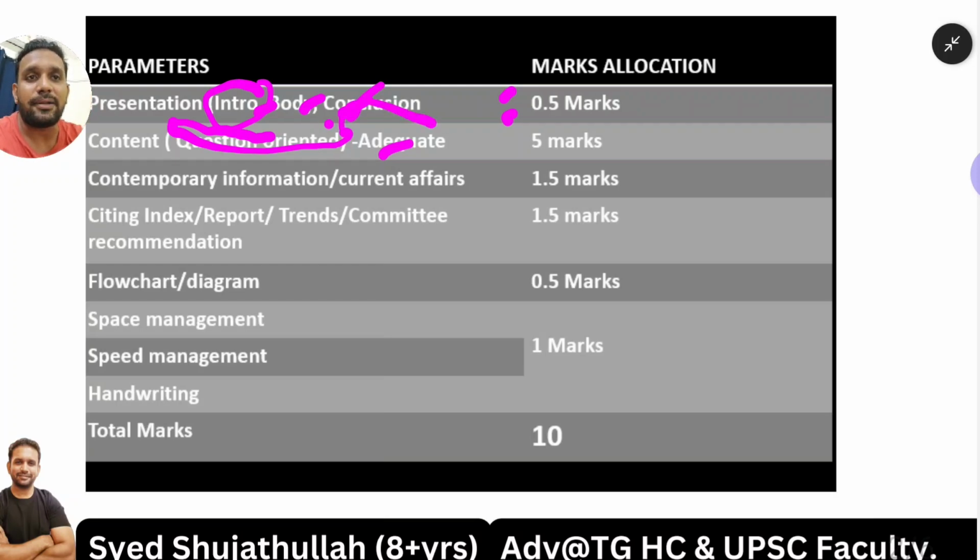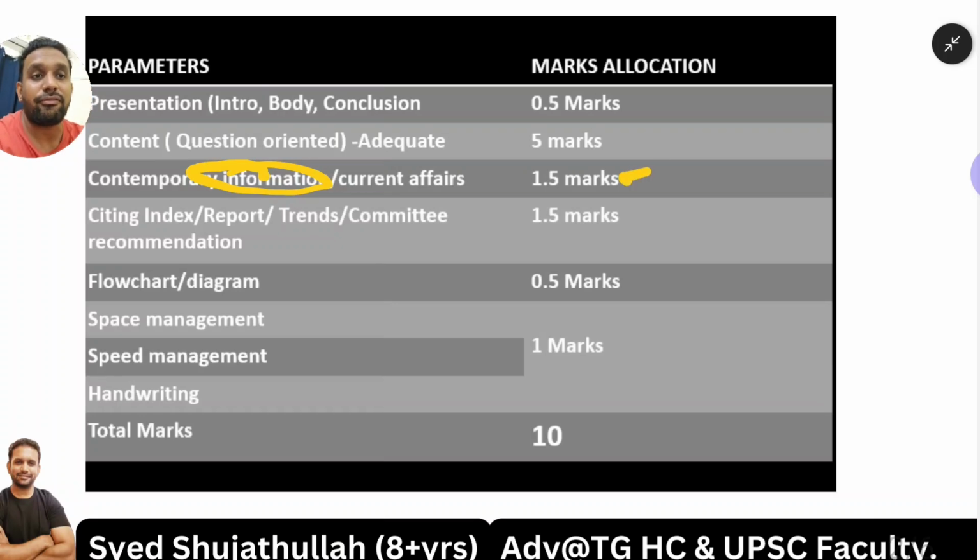And write adequate, which means cover all the comprehensive, interdisciplinary areas of that particular question. This is a very important aspect of a good student. Remember this point. Then contemporary information with regard to that particular topic. If there is news at the present time, you have to definitely pick up those contemporary areas and insert them in your answer. That carries around 1.5 marks. Current affairs integration in your answer.